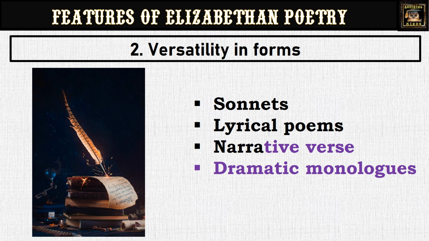Versatility in forms means that Elizabethan poetry includes a wide range of poetic styles, including sonnets, lyrical poems, narrative verse, and dramatic monologues. The poets experimented with each of these forms and they adapted the classical structures in their own way, creating new ones to suit their own artistic vision.